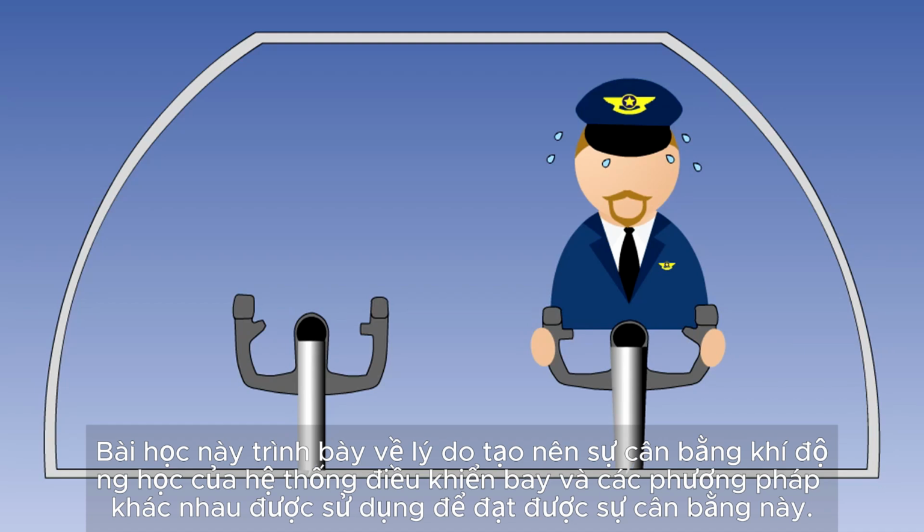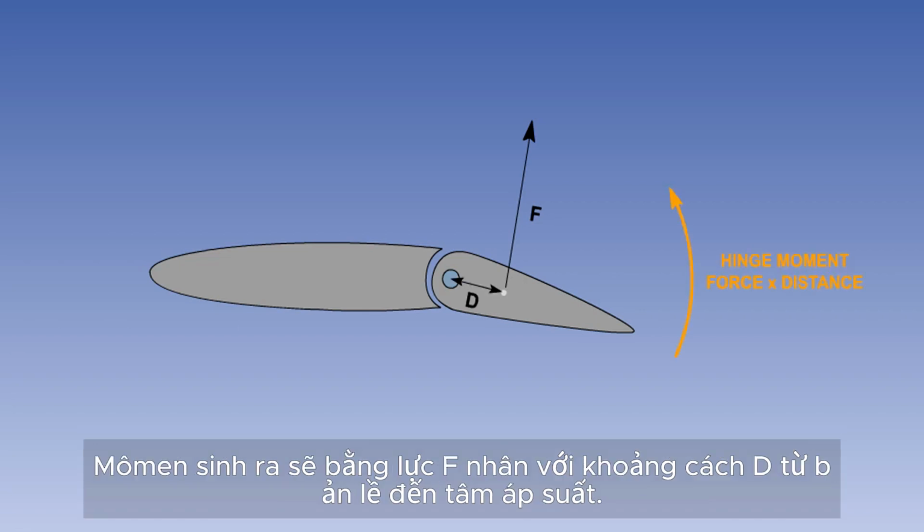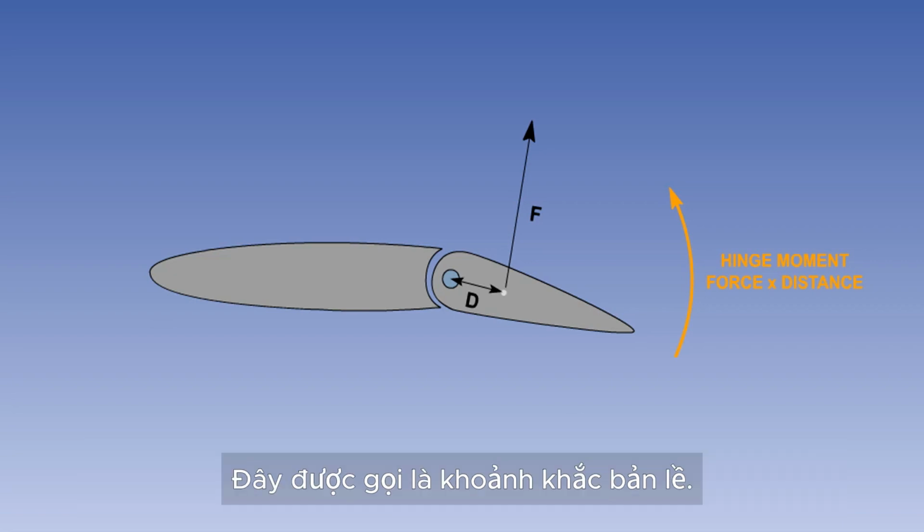This lesson covers the reasons for aerodynamic balance of flight controls and the various methods that are employed to achieve this balance. The aerodynamic force acting on a control surface through its centre of pressure would tend to rotate the control around its hinge in the direction of the force. The moment produced will be the force F multiplied by the distance d from the hinge to the centre of pressure. This is known as the hinge moment.